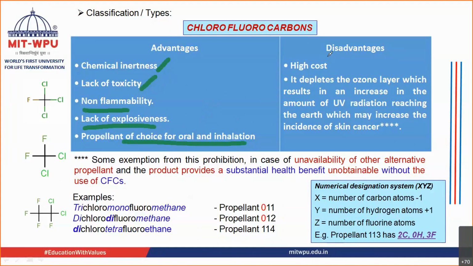Now there are some disadvantages. One of the disadvantages is the high cost. And the second major disadvantage, apart from cost, was that it depletes the ozone layer. That's why it is environmentally not good, and as it depletes the ozone layer, UV radiations are going to reach the earth, and they may increase the incidence of skin cancer also, right?